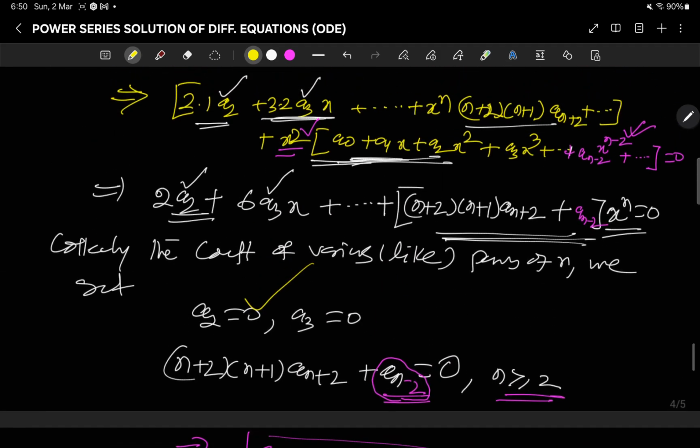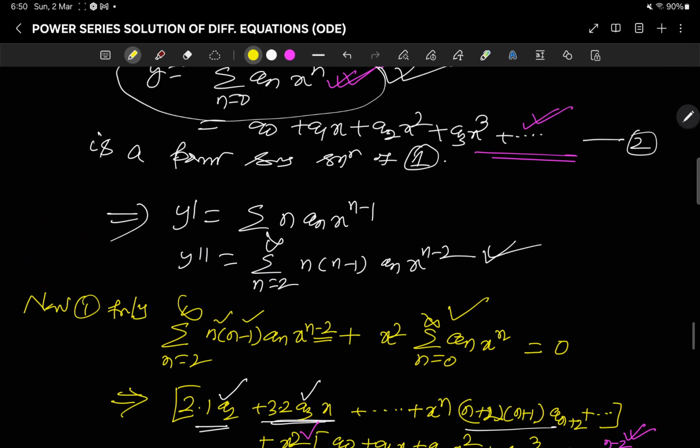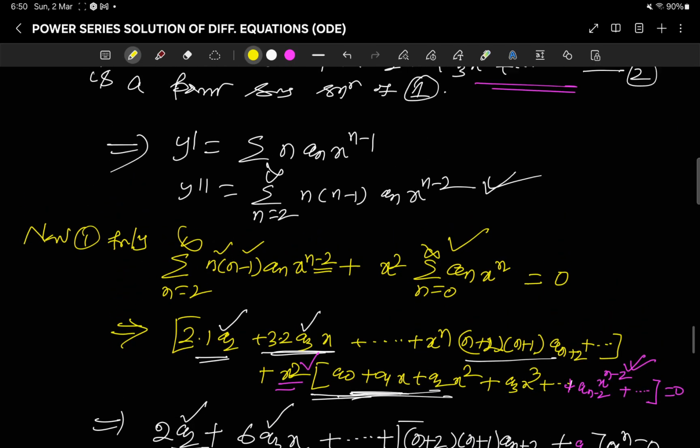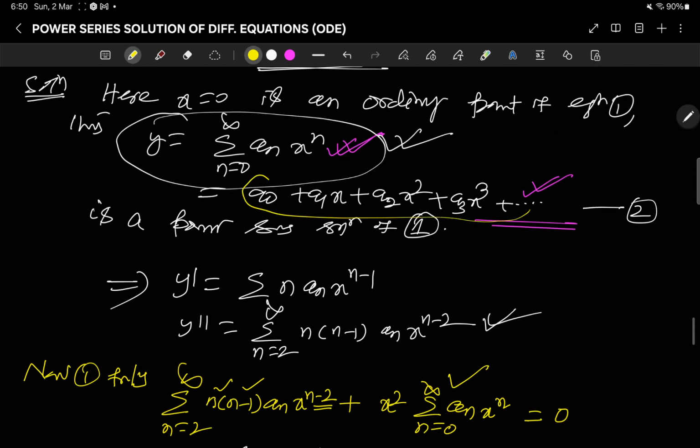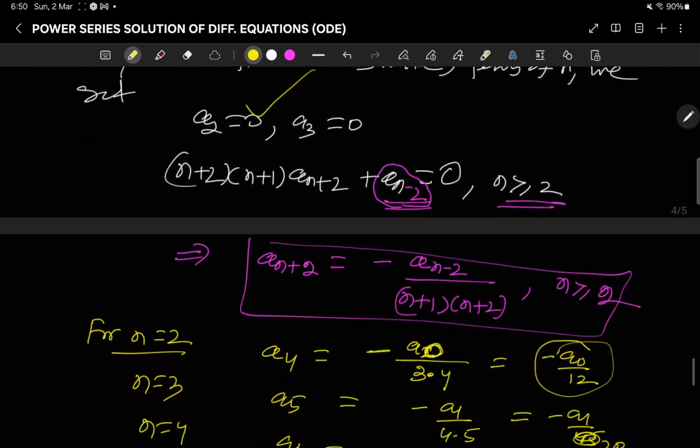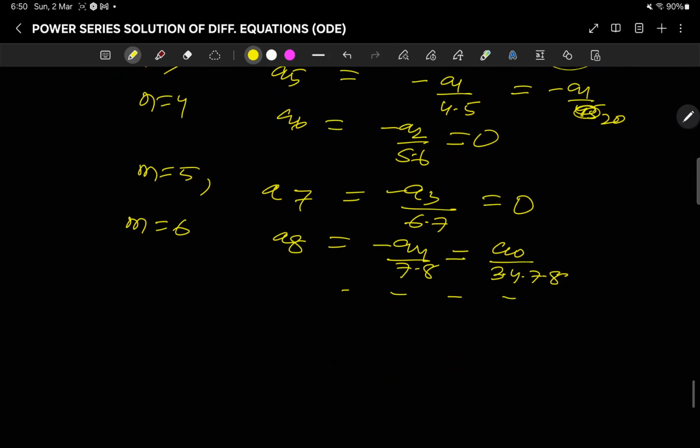So if I write in the explicit way, then I cannot move up to a8. Okay, I cannot get a perfect answer. So if the first few coefficients are 0, you should move like this. So therefore equation 2 follows. Hence equation 2 follows. This is my solution.